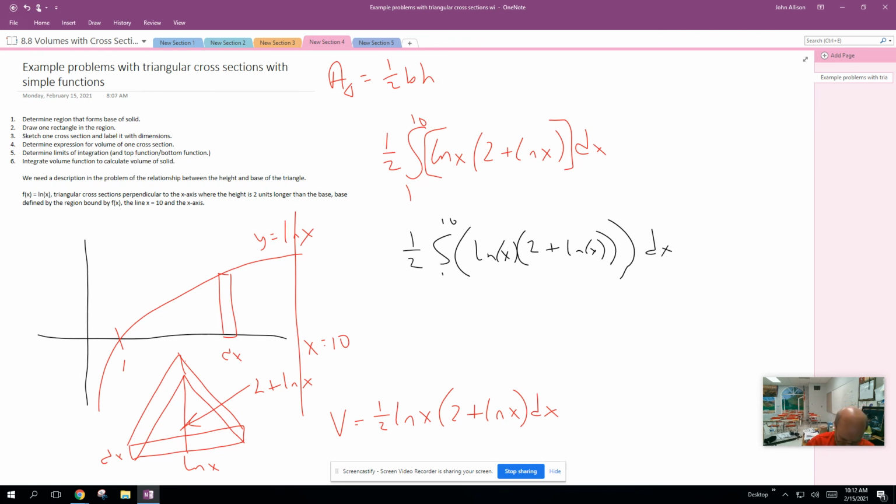And when I tell it to calculate that, it gives me 26.509, and that would be units cubed. And that's how we do a triangular cross section.